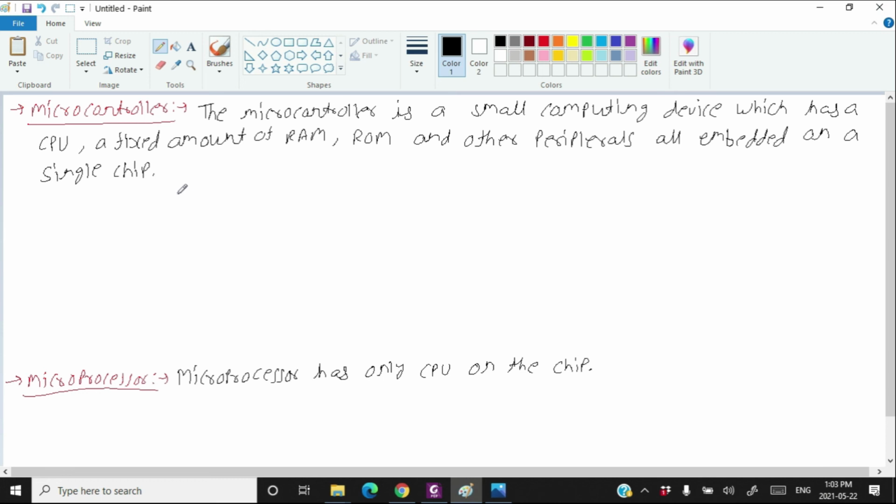Suppose the computation power in a washing machine decides how many spins it requires to wash a cloth. Such intelligence, such computation power, can be harnessed by using microcontrollers in home appliances. So hopefully you got what a microprocessor is and what the difference between a microprocessor and a microcontroller is. See you in the next video.